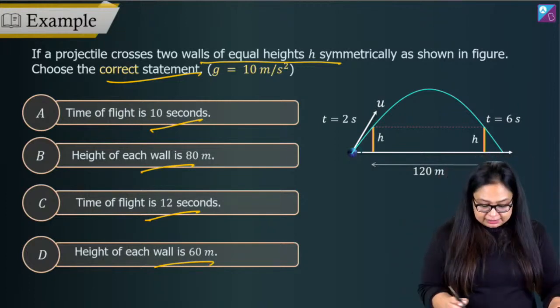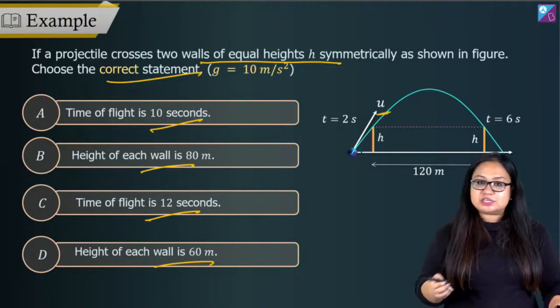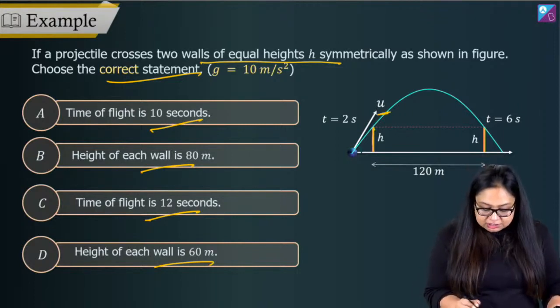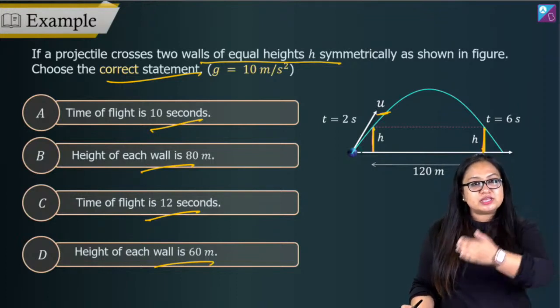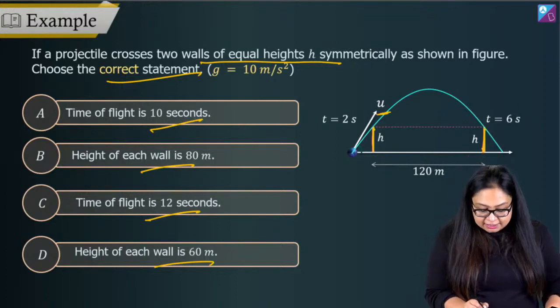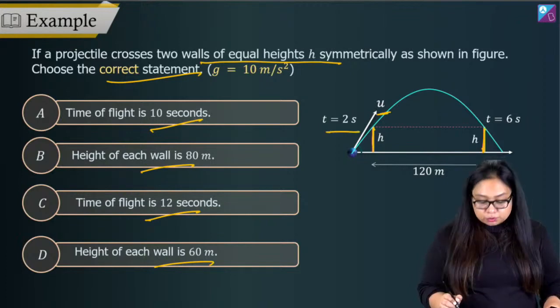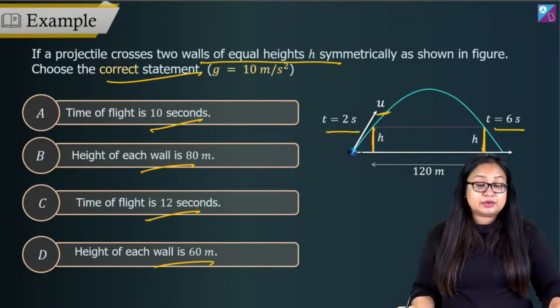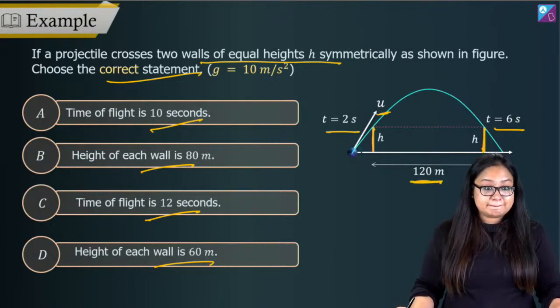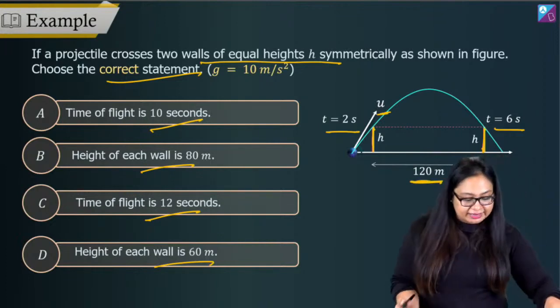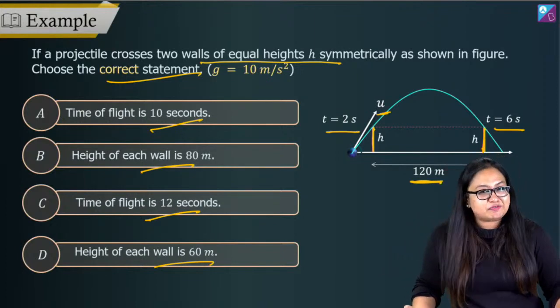Here it's given that the initial velocity u is not given to us. There are two walls of equal height. It crosses the two walls, going through the tops of the two walls. First wall it crosses at t equal to 2 seconds, second wall it crosses at t equal to 6 seconds. The distance between the two walls is given as 120 meters. Okay? Come on, quickly tell me what is the answer. What is the time of flight?